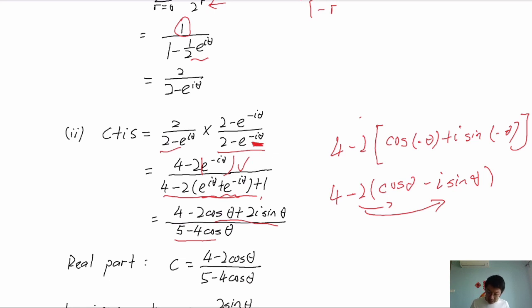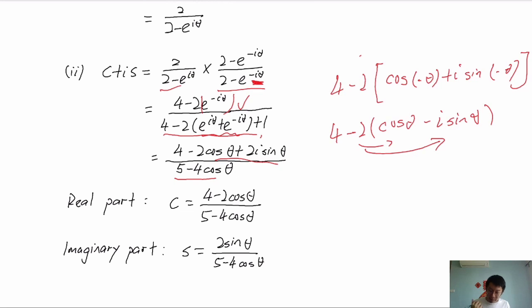From there, because we need the expressions for C and S, C is the real part, so we just take the real part. This is our real part. For the imaginary part, it is just this one without the i, because we already said it is the imaginary part. So we have 2 sin θ. For both of them, the denominator is the same. So that will be for part 2.